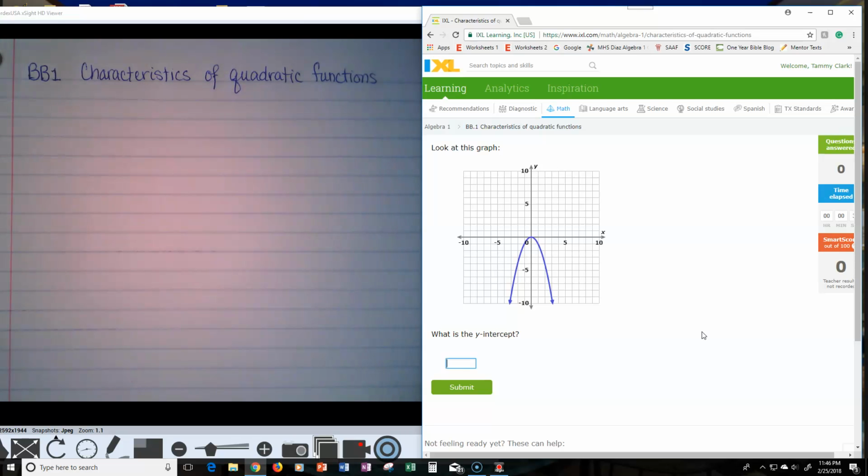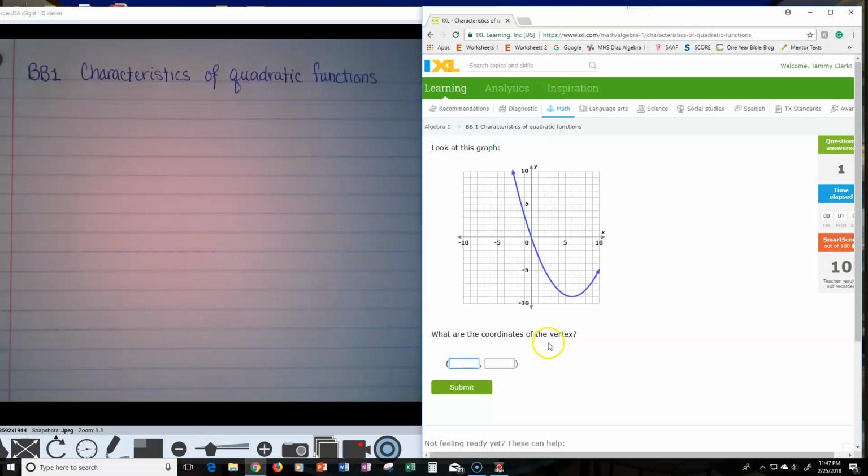Those characteristics include y-intercept, x-intercept, also known as root solutions, zeros. Also, we're going to be looking at maximum and minimums, axis of symmetry, those kinds of things in this particular skill. So what is the y-intercept? We're looking at where does this function cross the y-axis? Well, it crosses at 0.